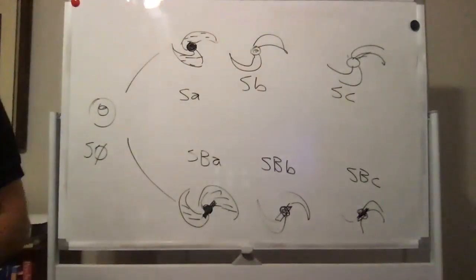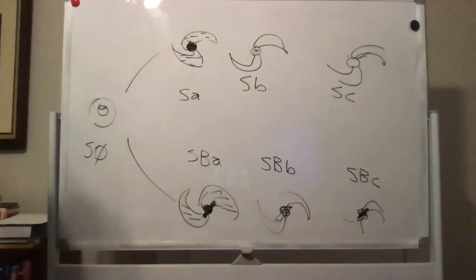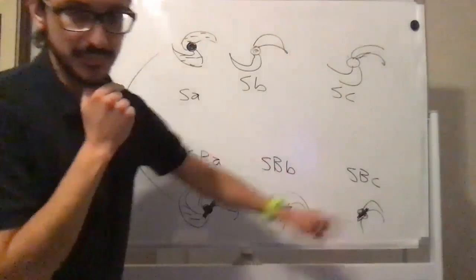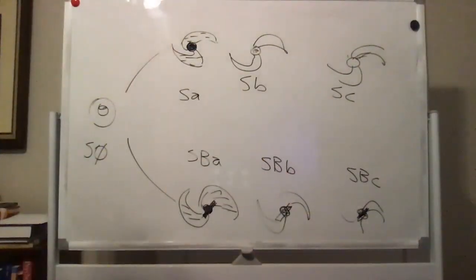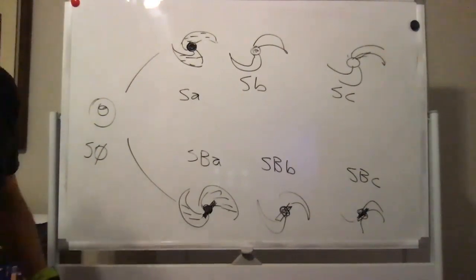So, any idea what the classification of the Milky Way is? Wouldn't it be an SBA? It is an SB, but it's closer to an SBC. So the arms are pretty well defined. Defined, yeah.